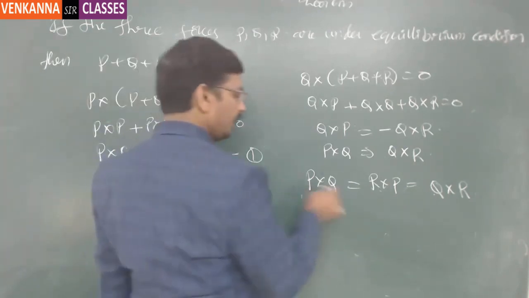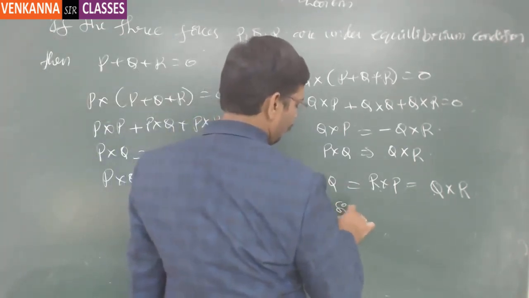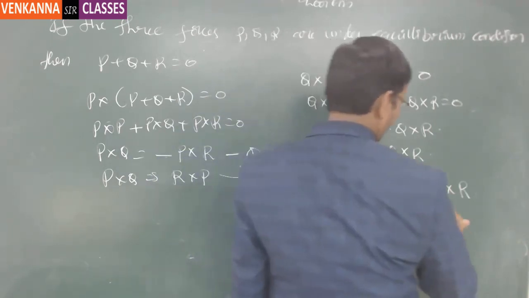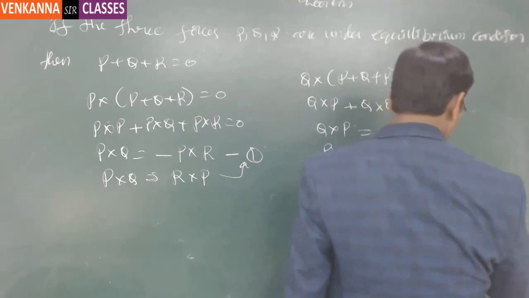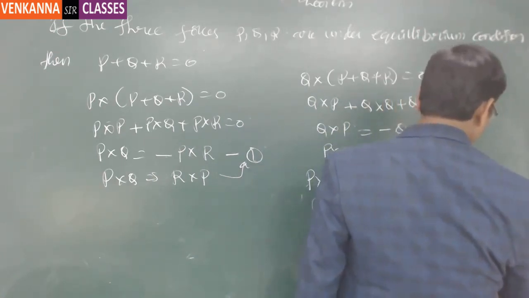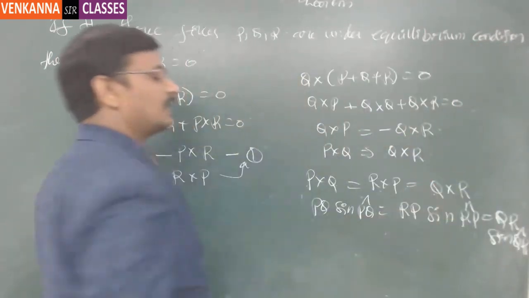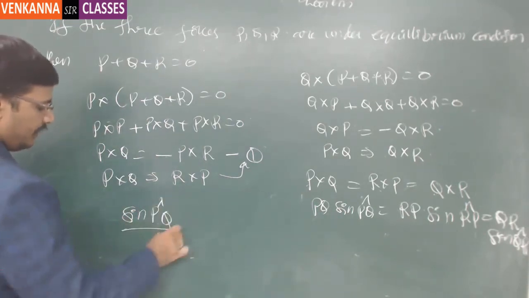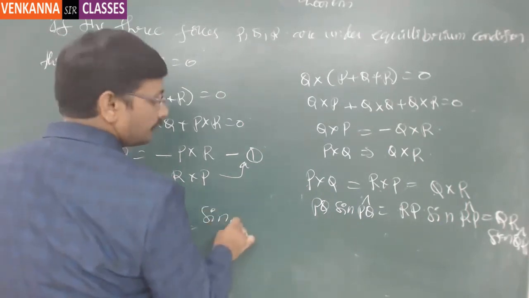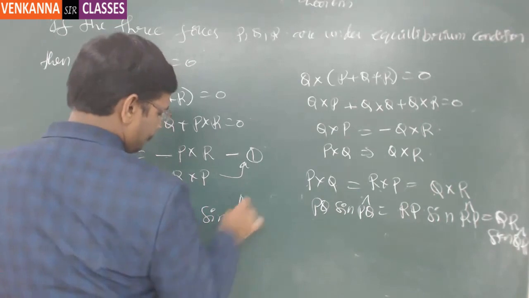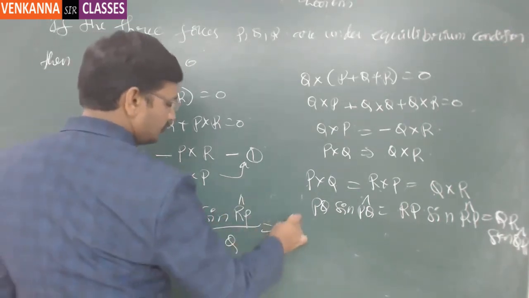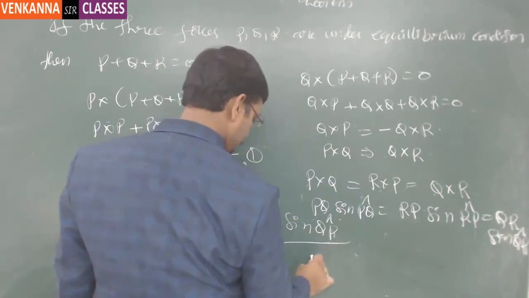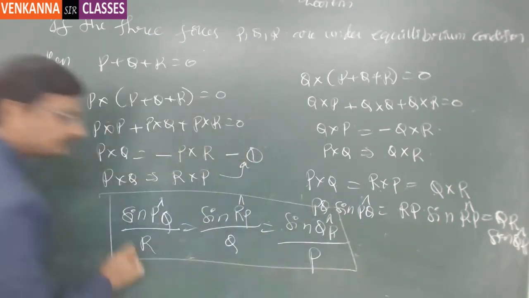Now from this relation you can write this as PQ sine of the angle between P and Q is equal to R into P into sine of the angle between R and P, and is equal to Q into R into sine of the angle between Q and R. Now if you divide this entire equation by PQR, then sine of PQ divided by R is equal to sine of RP divided by Q is equal to sine of QR divided by P. So this is Lami's theorem. Got it?